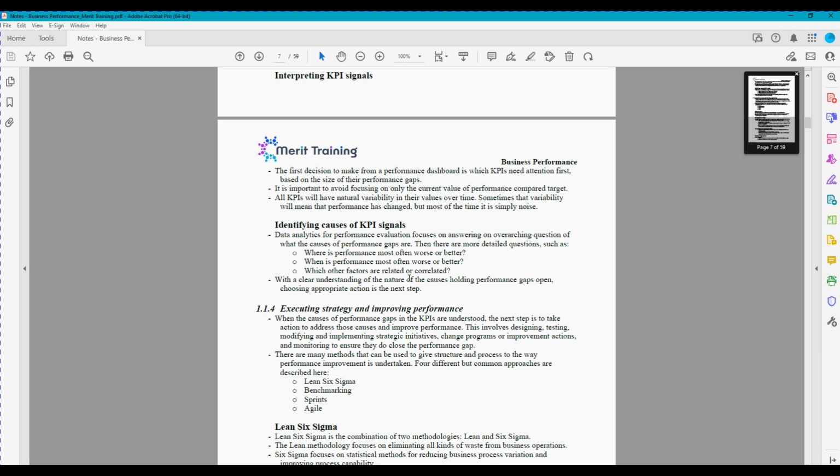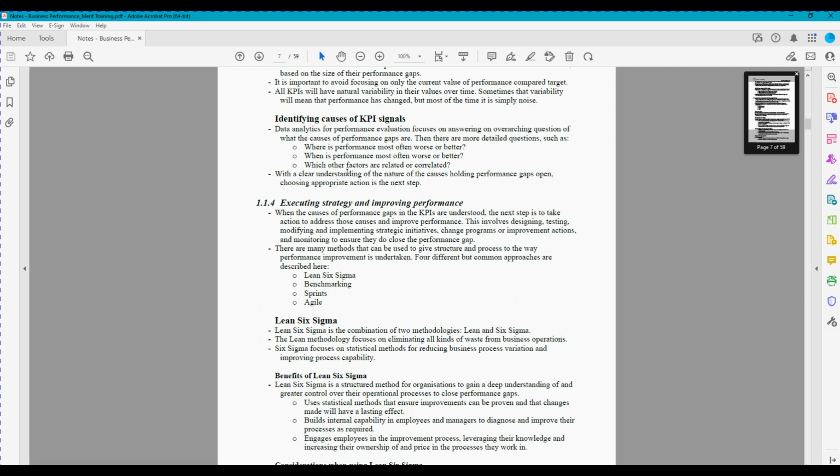So if you understand the nature of the causes creating the performance gaps, it helps you develop the appropriate strategy, execution, and action to improve performance. Once we understand what's causing the gap, and we know what the KPI is, the next step is, of course, to address those issues. That involves designing, testing, modifying, and implementing strategic initiatives, change programs, or improvement actions, and then, of course, monitoring them to ensure that they are indeed closing the performance gap.